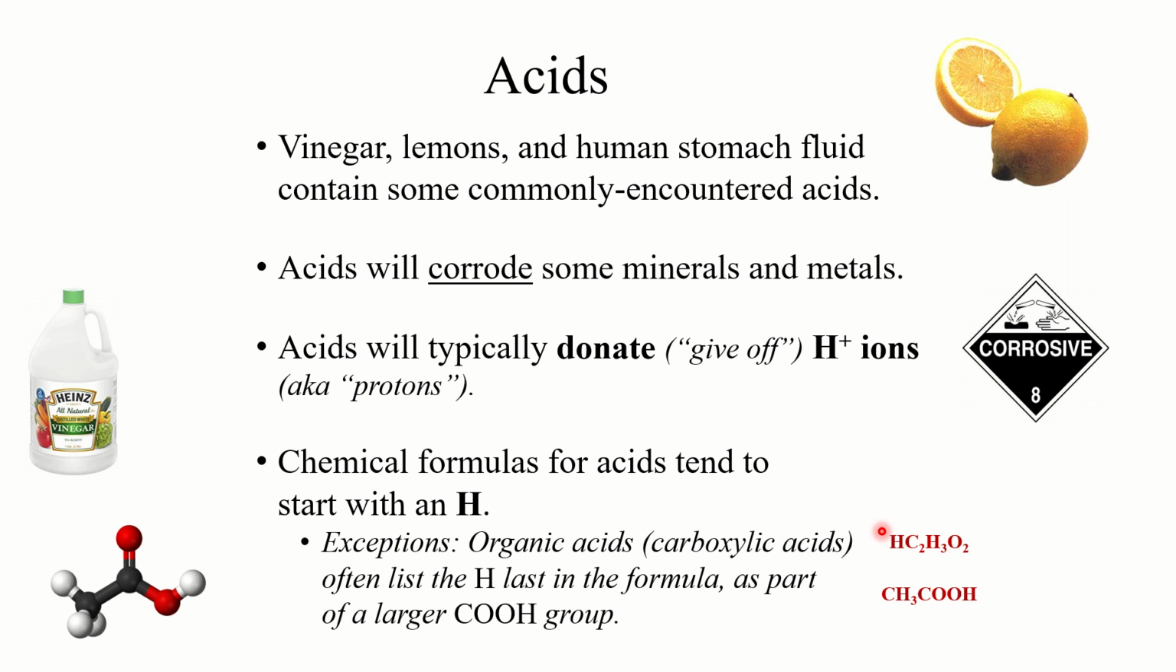So you may see acetic acid written as HC2H3O2. This is the common way of writing acids with that acidic hydrogen out front, but this is what's referred to as an organic or carboxylic acid. This is called a carboxyl group. You may see the COOH, which refers to these four atoms right here, written at the end of the formula, but the vast majority of the time, acids are written with the hydrogen out front.